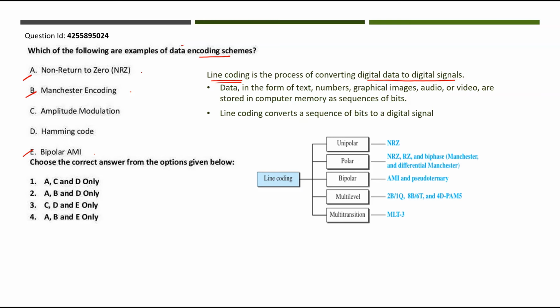We have these many categories here: unipolar, polar, bipolar, multi-level and multi-transition. Under unipolar we have NRZ, and under polar also we have NRZ and biphase, and here we have Manchester and differential Manchester encoding, and then bipolar AMI is specified as it is. So options A, B and E are right. Option number 4 will be the right answer. In 2 or 3 previous year question papers we had questions regarding these schemes, so it's better you take an idea about it.